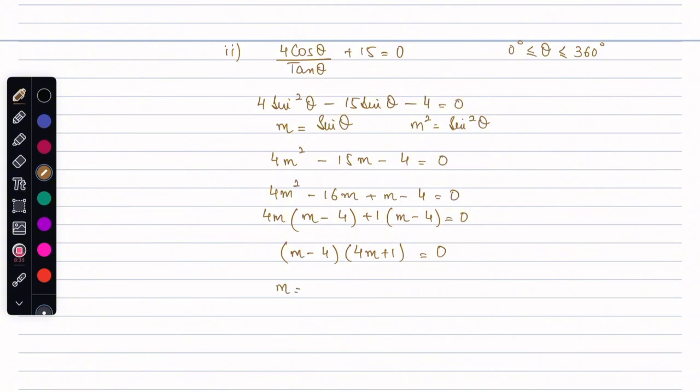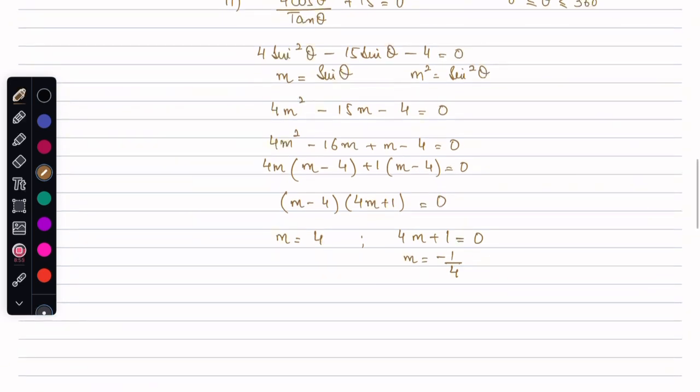So m equals 4, or 4m plus 1 shall be equal to 0. So these are the two equations in terms of m. And from here, I can also say that m is equal to negative 1 by 4. M we have assumed as sine theta. So now I can replace m with sine theta, and I can say sine theta is equal to 4, or sine theta is equal to negative 1 by 4.